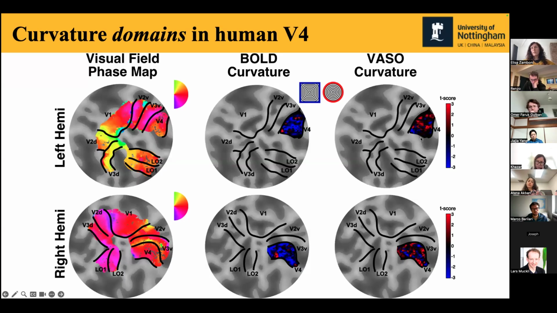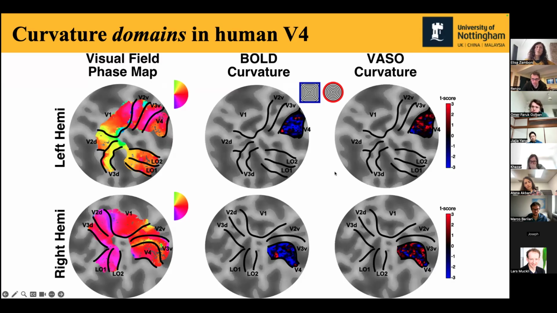As you can see here on the side, when we look at the vaso maps, we can start to see this kind of stripe pattern where we move from a red mapping, which is a preference for curvature, to a blue one, which is a preference for straight lines. Now, these are only surface maps, so what we're doing is effectively projecting all the information onto the surface, pretty much as you would do with trying to identify visual field maps. So there's no information about depth in this case. And what these maps are showing is that there seems to be more structured information in the vaso maps compared to bold, which are more blurry.